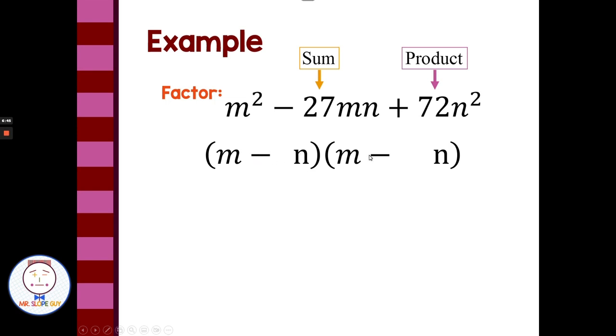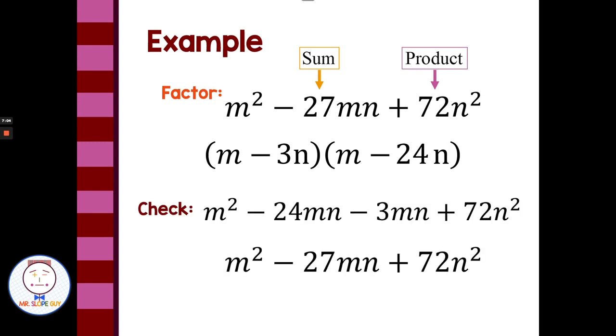Now, 72 has a lot of factors. I could start listing those, 72 and 1, 2 and 36. And when I get to 3 and 24, negative 3 times negative 24 will give me 72. And negative 3 plus negative 24 will give me negative 27. And we can check with multiplication, get back the original problem. So by checking, we know that the two expressions are equivalent.